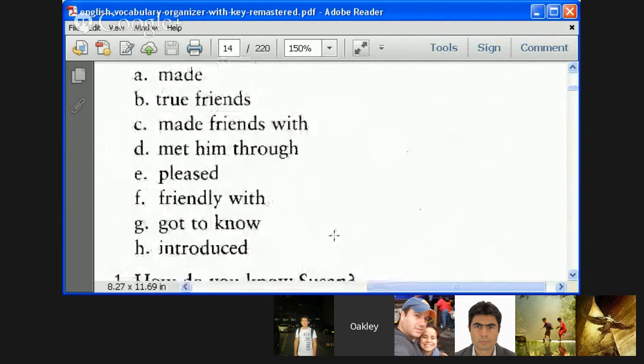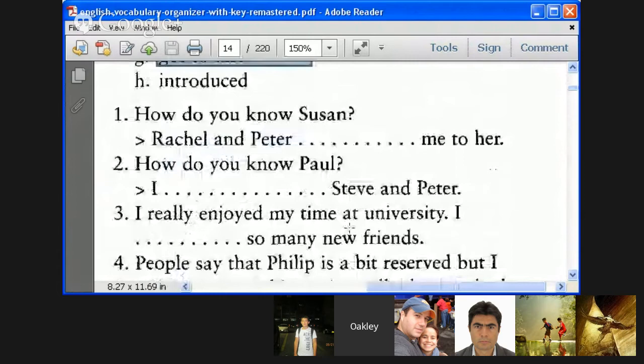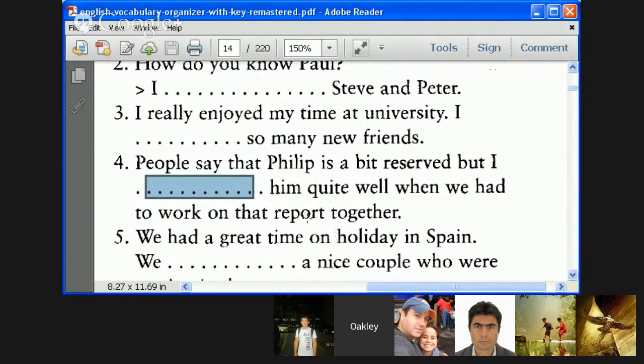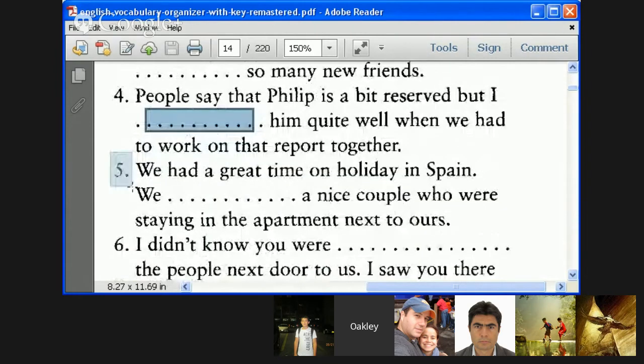Okay. I got to know him quite well. Very good. That's it. So got to know him works much better in this sentence. I got to know him quite well when we had to work on that report together. We use this expression to talk about becoming friends with someone. You get to know someone. And it doesn't have to be positive, by the way. I got to know him. He's such a jerk. It's possible. It doesn't always have to be all sunshine and flowers.